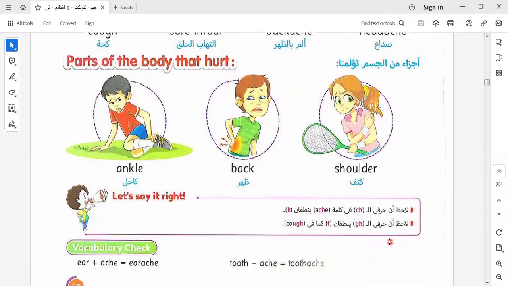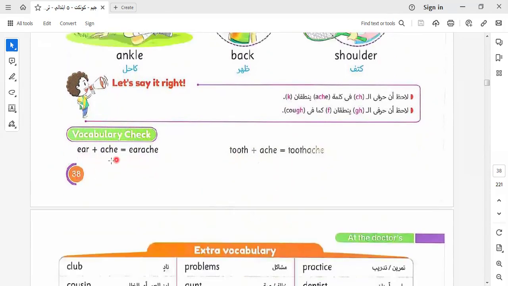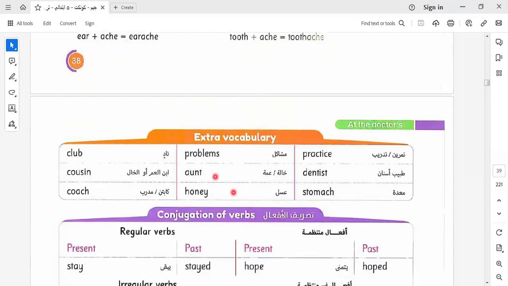Okay. Here in this part, we talk about the pronunciation: CH is pronounced as K. We say ache. We say headache, stomachache. So here we have CH pronounced as K. We have the GH pronounced as F. We say cough. Here we have the two parts of the word. Earache, toothache. Okay. So we say the pain by the organ of our body. Earache, toothache.